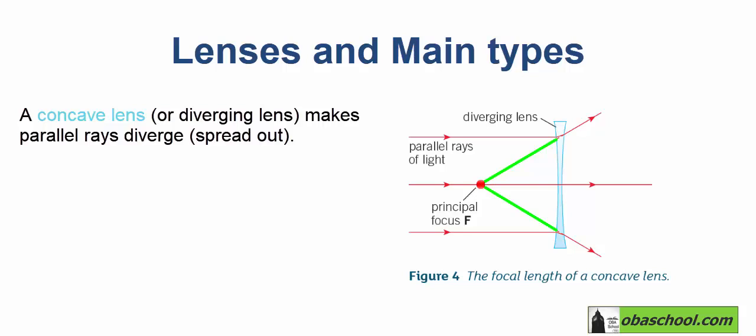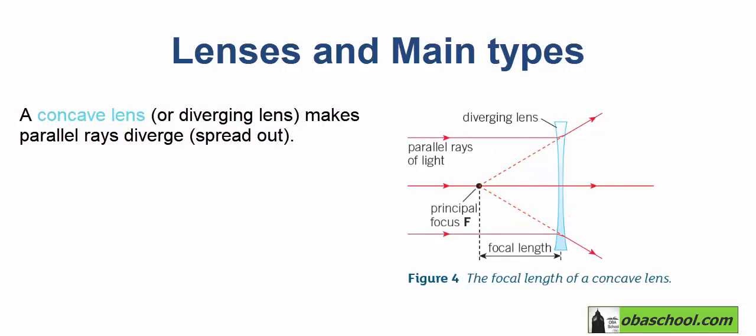And again, what is the focal length? The focal length is the distance between the principal focus and the center of the lens. So that's the focal length. And the same thing as the convex lens. In ray diagrams, the principal focus is shown on the other side of the lens too. So taking the same distance of focal length, we place the principal focus on the other side of the lens.